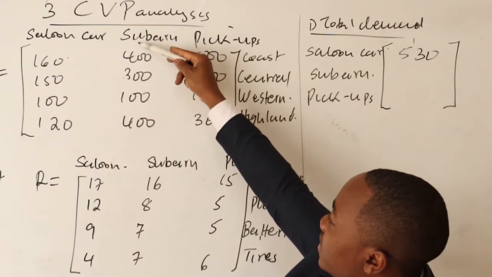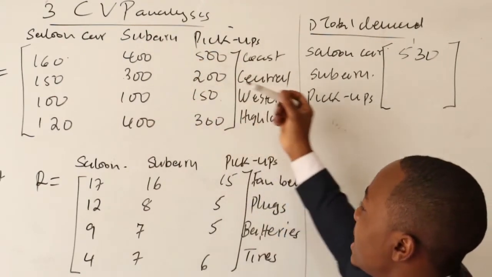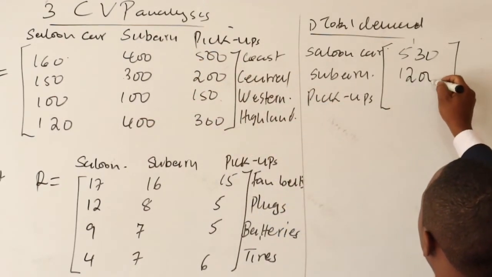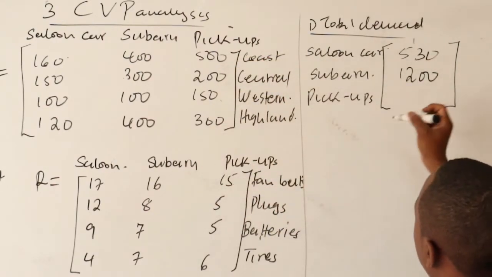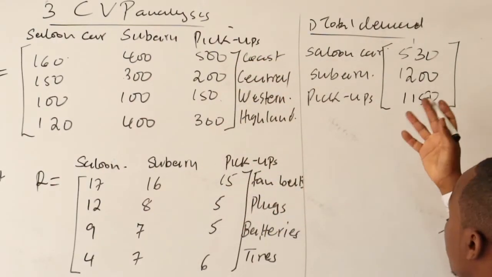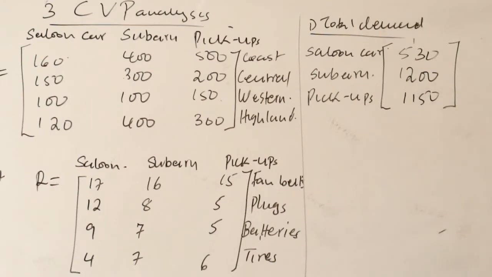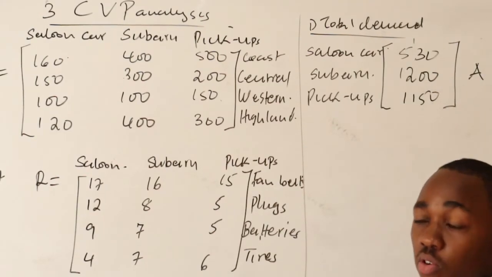For Subaru, you do the same. You add the total. That is 7, 8, 8, you add that one, you get 1200. So here you have 5, 7, 8. That's 1150. And you are through with number 1. So you can call it, the first matrix, let me call it matrix A. Now, matrix A will show the total demand for all the types of car.